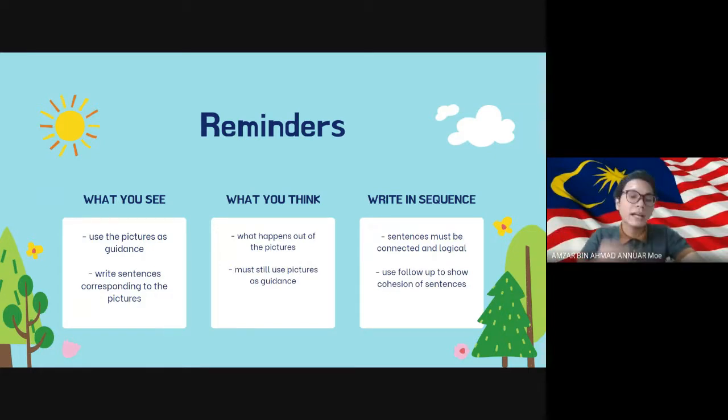So, awak bayangkanlah kalau dalam buku, dalam soalan tu ataupun dalam gambar, in the picture you can see someone reading. Okay, reading at the park. You think about what happens there. Maybe he is reading at the park, then a ball comes to him. Okay, what is he thinking now? He is thinking about how to evade the ball.